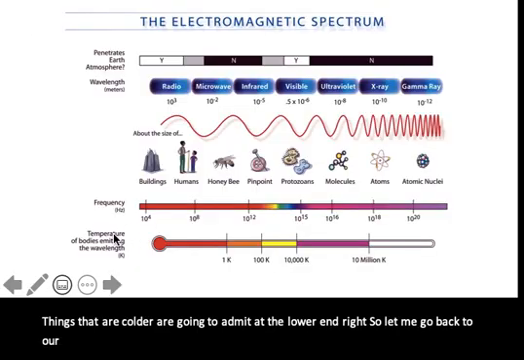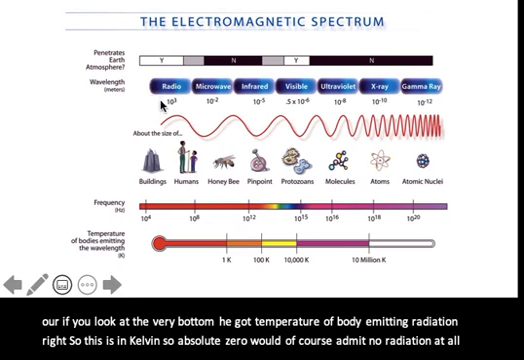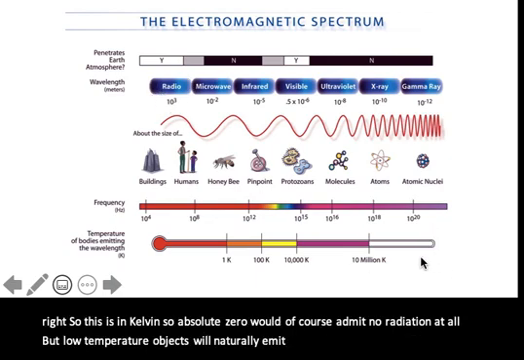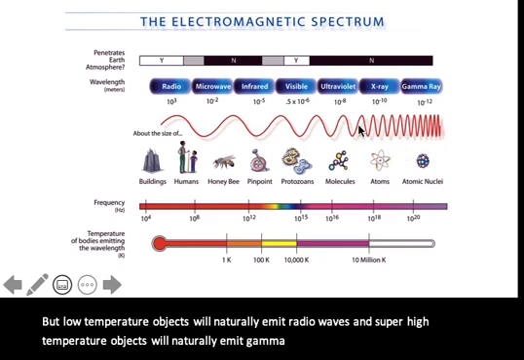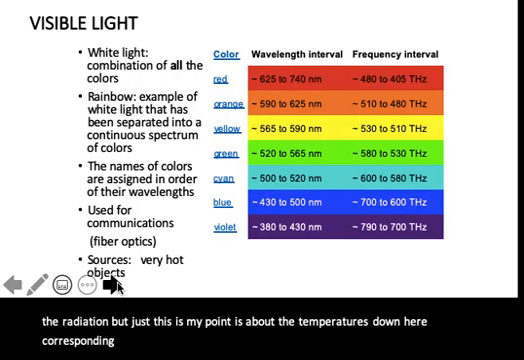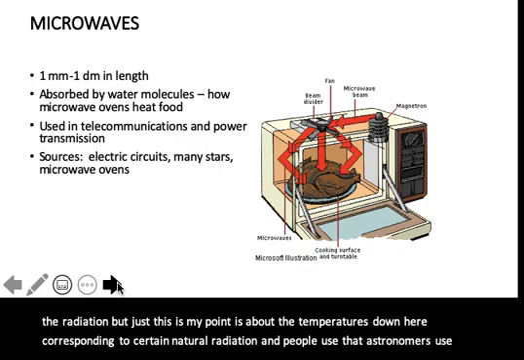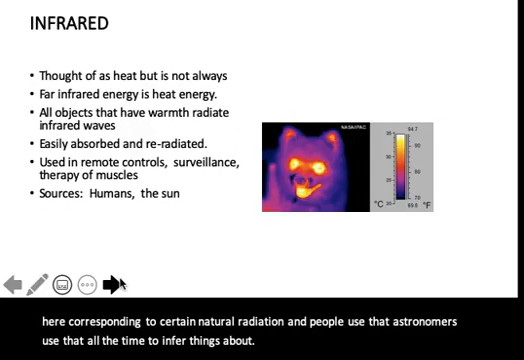So let me go back to here. If you look at the very bottom here, you've got the temperature of the body emitting the radiation, in Kelvin. Absolute zero would, of course, emit no radiation at all, but low temperature objects will naturally emit radio waves, and super high temperature objects will naturally emit gamma rays. There are other ways to get the radiation, but my point is that temperatures down here correspond to certain natural radiation, and astronomers use that all the time to infer things about the source.